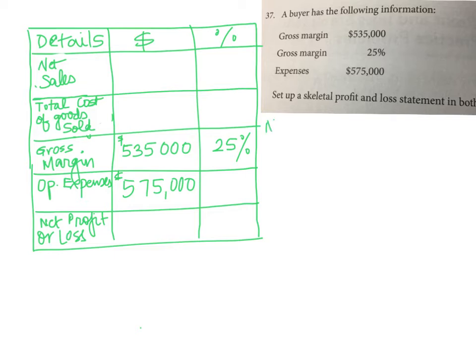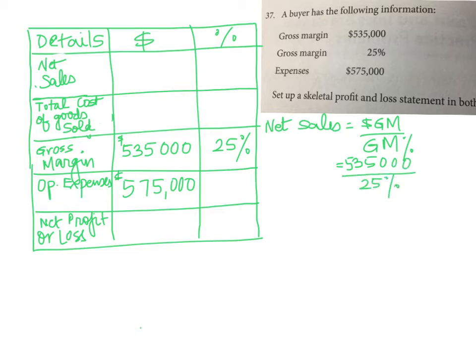So you can start with calculating net sales, which will be equal to dollar gross margin divided by gross margin percent. So when you do that, 535,000 divided by 25%, the net sales amount will come out to be $2,140,000. So here, 2,140,000. Net sales percentage is always 100%.